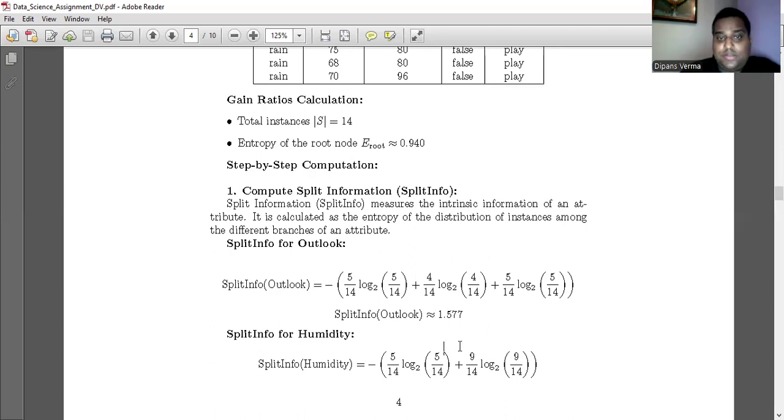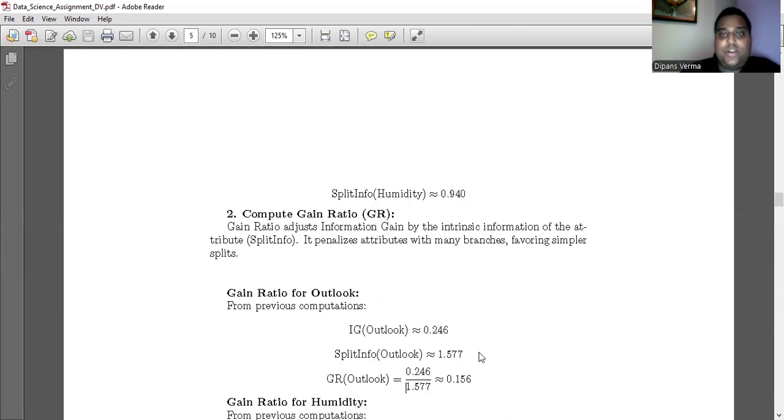So there will be two classes because it's a binary one, right? So you will take one class that is 5 and another class that is 9. Because 9 plus 5 is 14 here, and 5 means 5 instances that are less than or equal to 75. 9 means those instances which are greater than 75, right? So you can calculate this value, you can get 0.940.